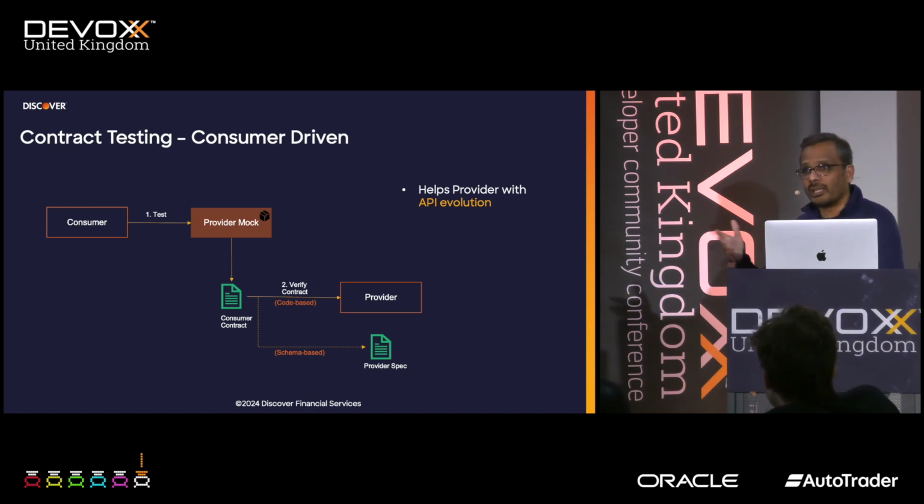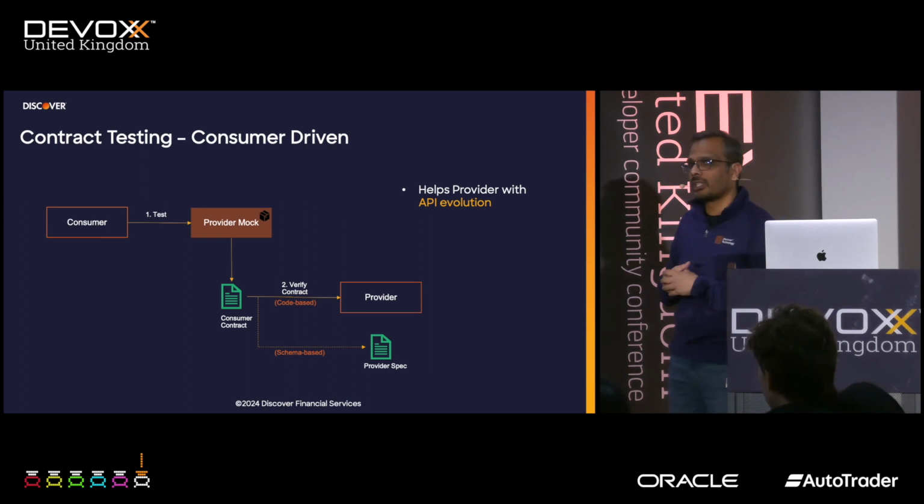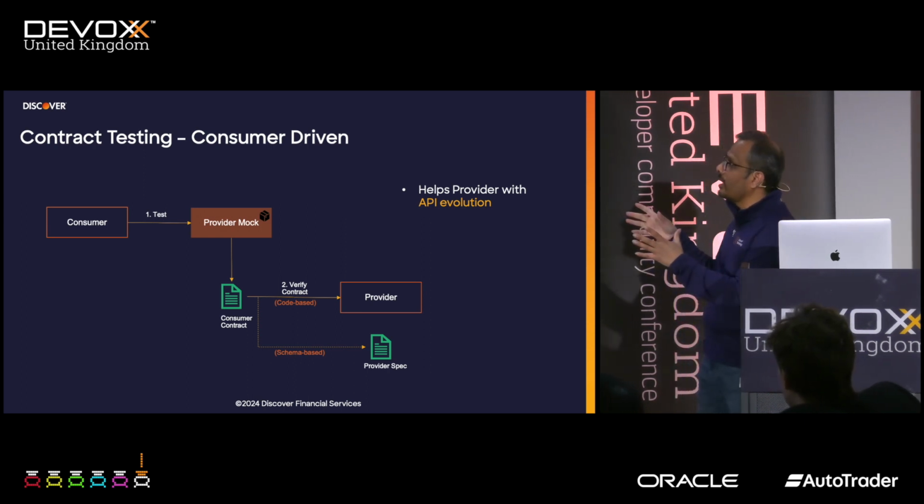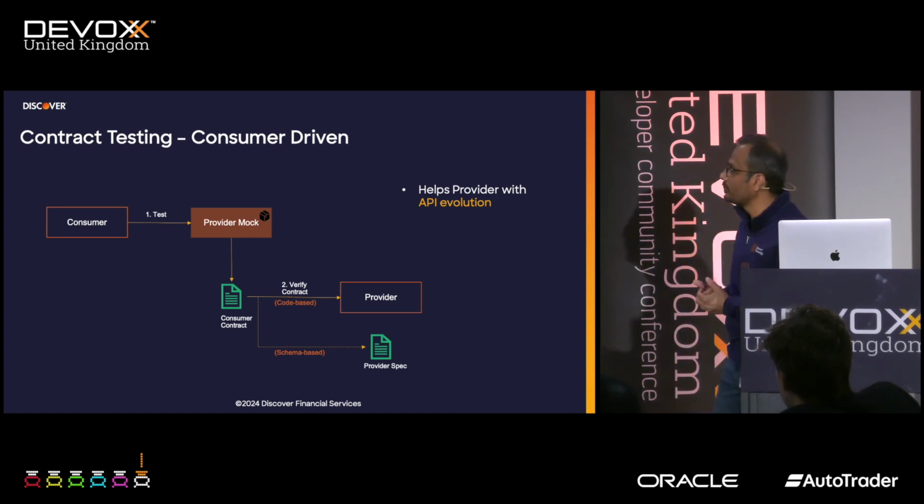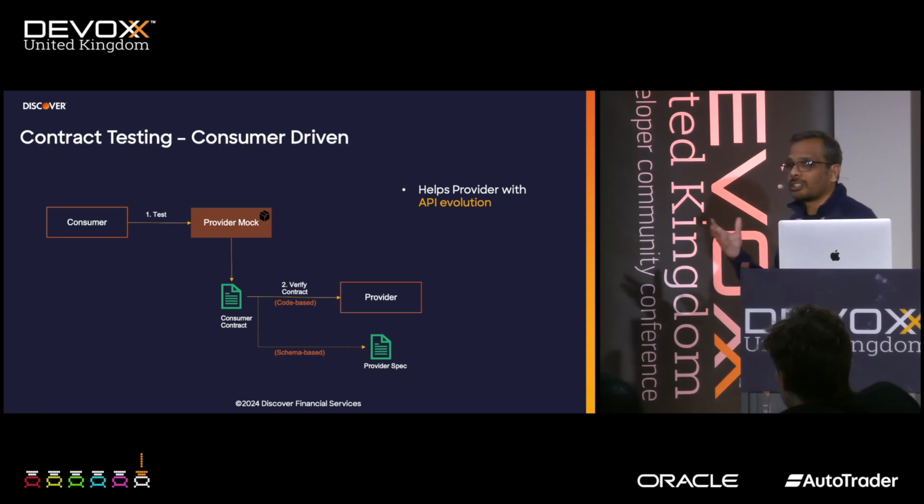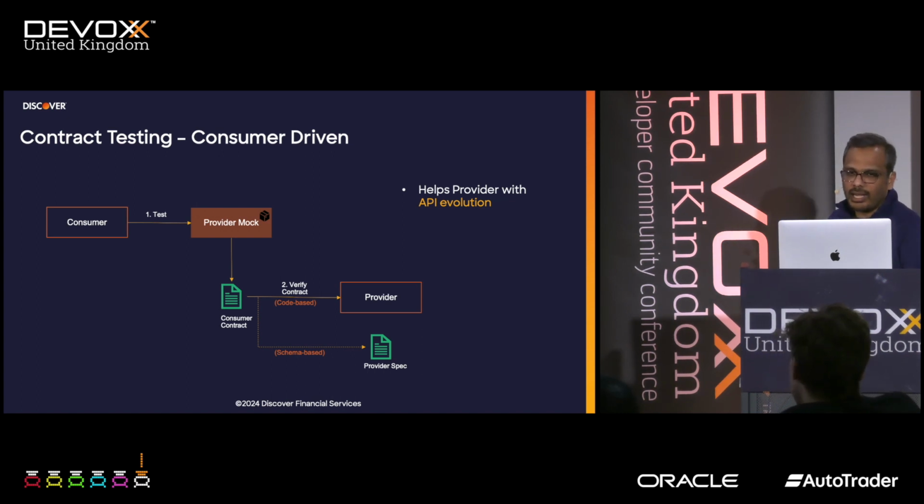If I use the same example as before, where a provider wants to get rid of one of the fields in the response, with this strategy, they'll immediately know whether they're going to break any of the consumers or not, simply by verifying against their contracts. They get test-based assurance and feedback. There's a systematic way of verifying that and providing that feedback. That really helps provider with their API evolution.